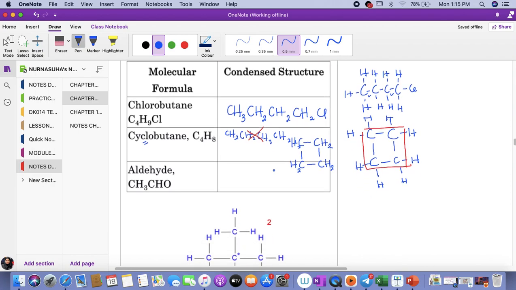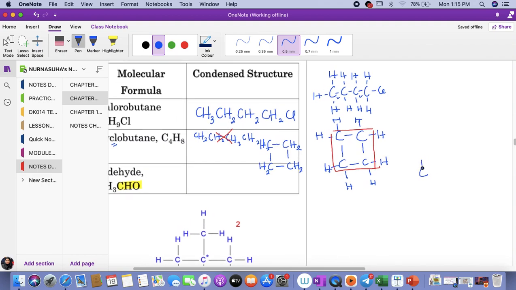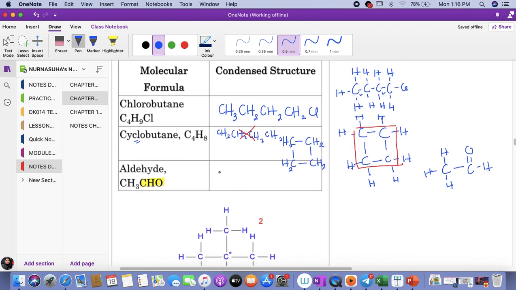Okay, last one, aldehyde. There are 2 carbons over here. Now there is a tip here. If you see CHO, basically the class of that compound is aldehyde. So, we draw the expanded structure first. CH3. Then for aldehyde, how? C double bond O H. So this is expanded. How do we condense it?